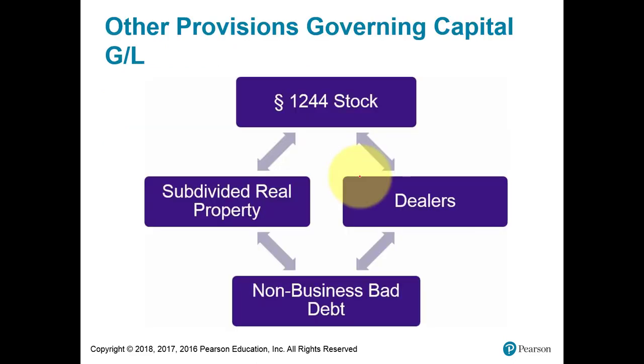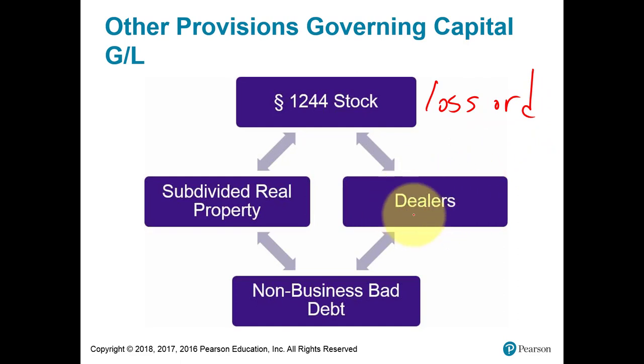So here are some more exceptions to capital gain treatment. 1244 is a stock loss that's treated as ordinary versus a capital loss. If you have a loss, you want the loss to be ordinary and not necessarily capital for the best tax treatment.